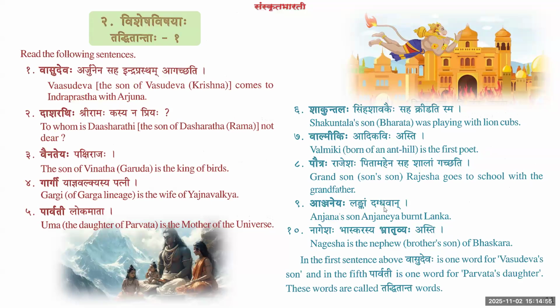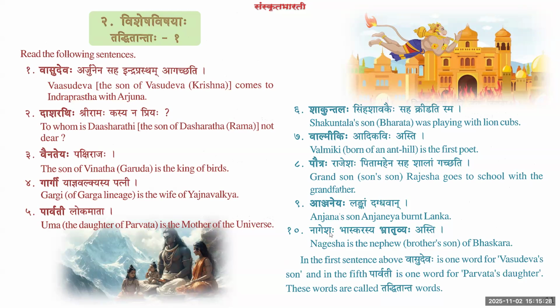Anjaneyaha Lankam Dagdhavan. Anjanayaha apatyam puman: the masculine offspring of Anjana is Anjaneya, in the Pratama Ekavachana. So Anjaneya Lankam Dagdavan. He burnt Lanka in anger because he was imprisoned and all that by the Rakshasas, and that part of the incident of his visit to Ashokavana.